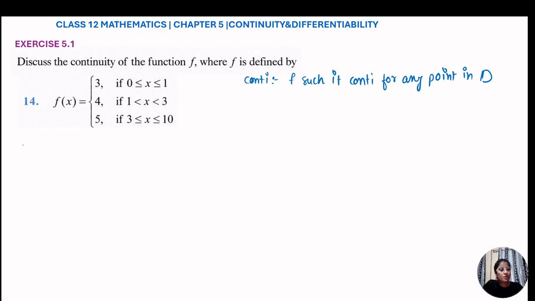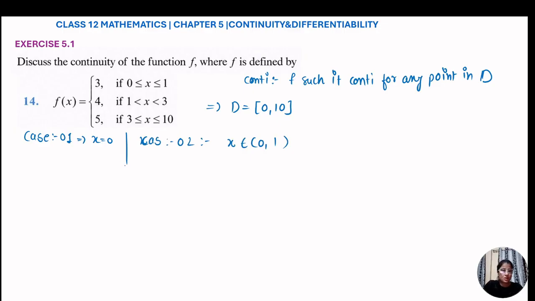So let's begin. Here, as you can see, first of all, always list your domain. Your domain is closed interval 0 to 10. So let's divide the function. As it is starting from 0, I will list the cases and we will do case by case. So first case when my x is 0. Second case, when my x is in between 0 and 1. I think in this page I will cover only 2 cases.